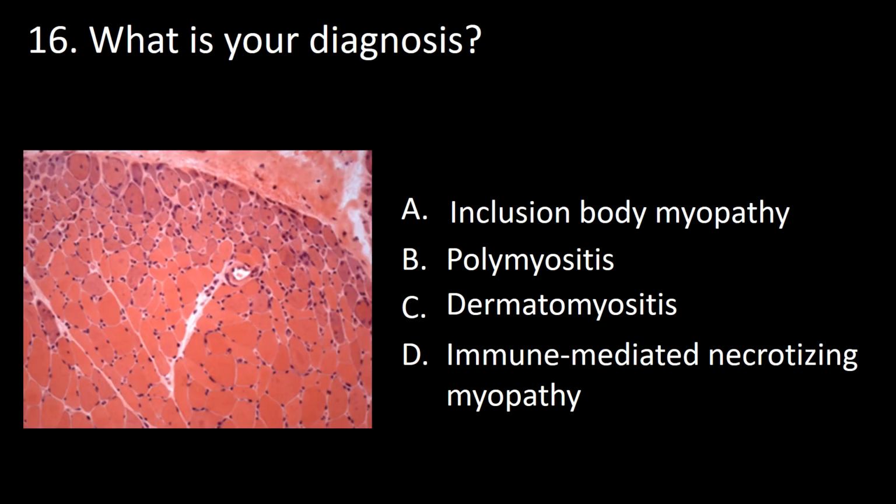And the last question is, please take a look at this specimen. What is your diagnosis? A, inclusion body myopathy. B, polymyositis. C, dermatomyositis. D, immune-mediated necrotizing myopathy.